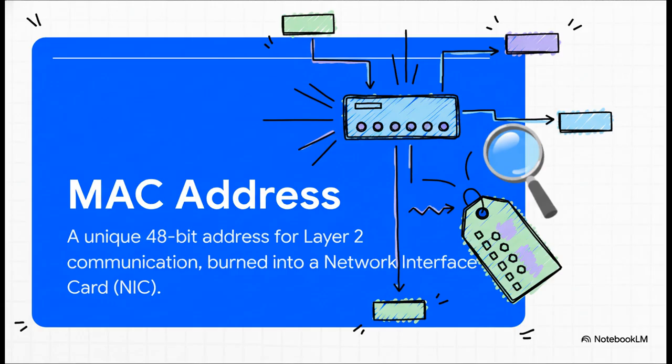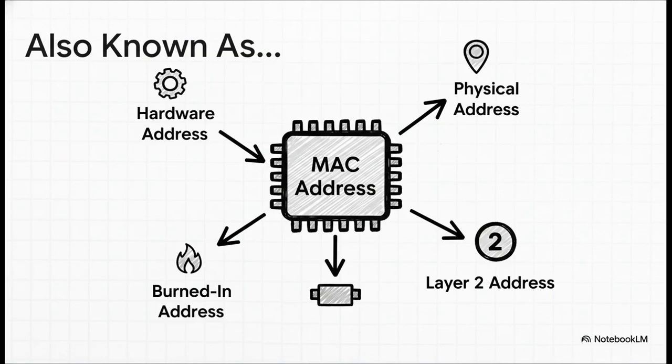It works at a really fundamental layer of the network, what engineers call Layer 2, which is all about how devices talk directly to each other when they're on the same local network. Now, fair warning, you're going to hear a whole bunch of different names for this. Hardware address, physical address, burned-in address. They all mean the exact same thing, the MAC address. Just knowing that these are all synonyms will save you a ton of confusion down the line.